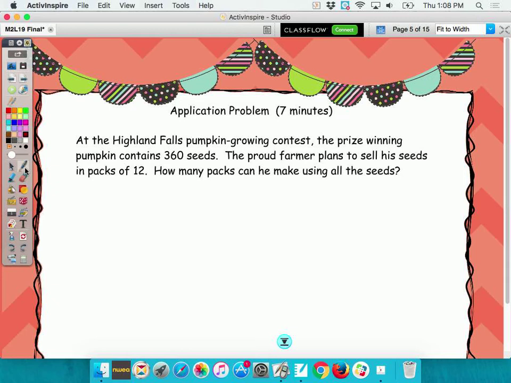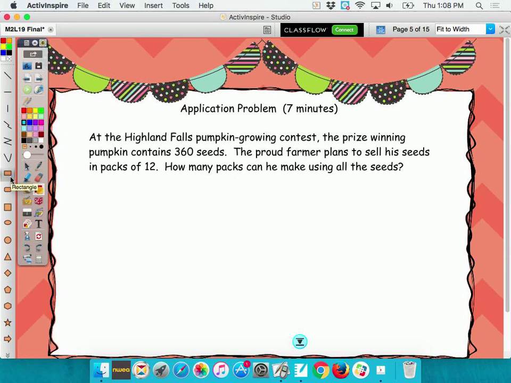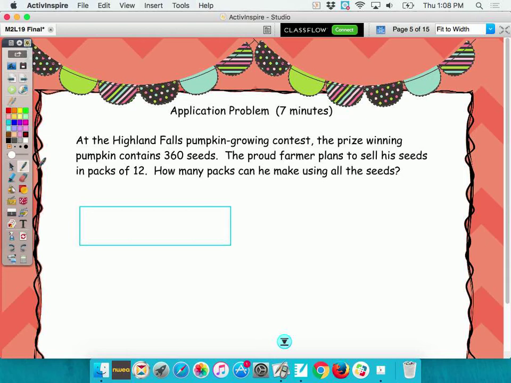So thinking about this, what could I draw that's going to show me 360 seeds in packs of 12? Daniel, what do you think? Here's a hint. The tape diagram. Very good. Now, where would I put 360? Go ahead and draw your tape diagram. Where would I put 360 on this, Daniel? On the top. Very good.